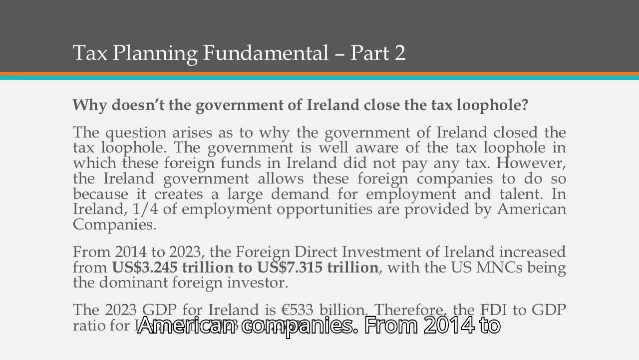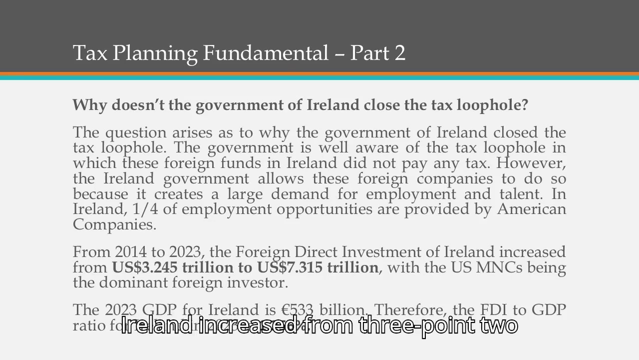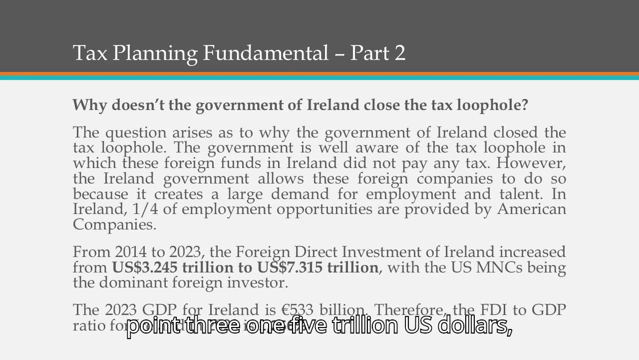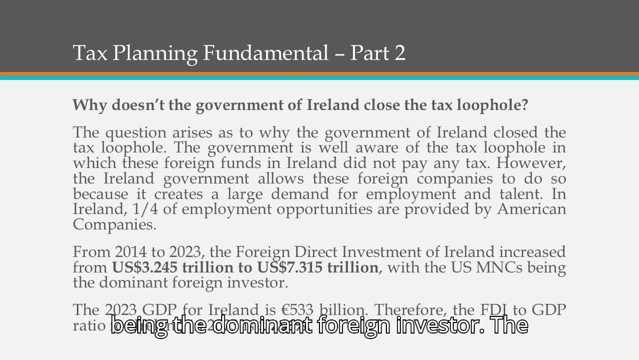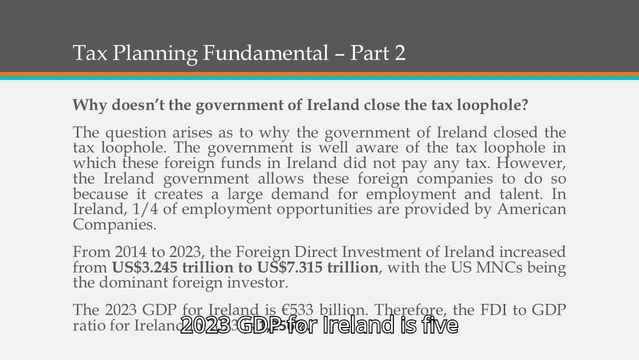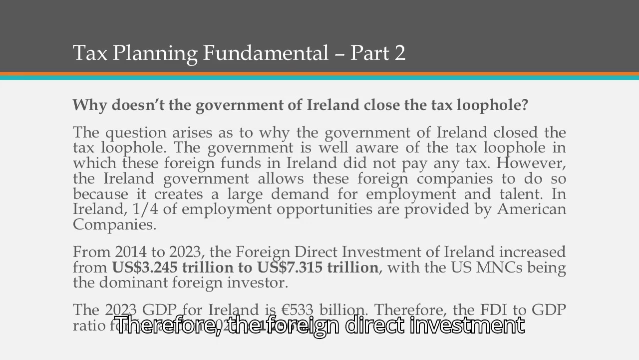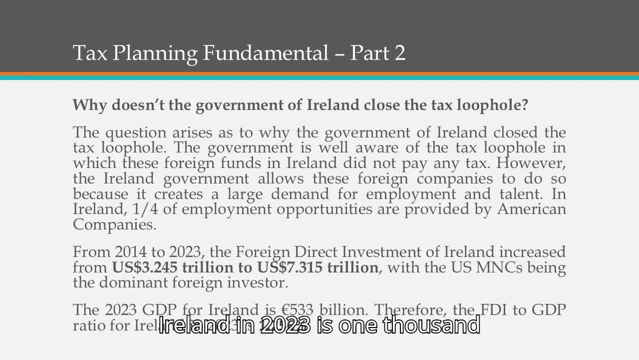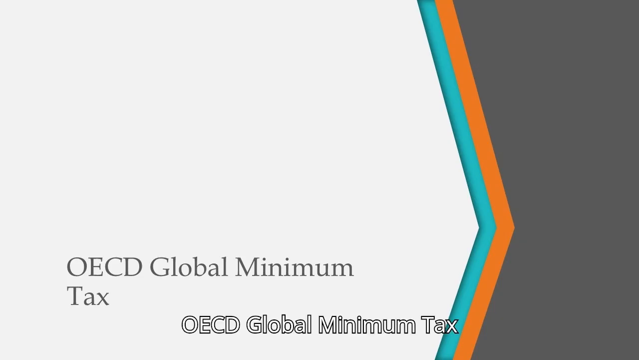From 2014 to 2023, the foreign direct investment of Ireland increased from $3.245 trillion to $7.315 trillion, with the U.S. multinational corporations being the dominant foreign investor. The 2023 GDP for Ireland is €533 billion. Therefore, the foreign direct investment to gross domestic product ratio for Ireland in 2023 is 1,256%.